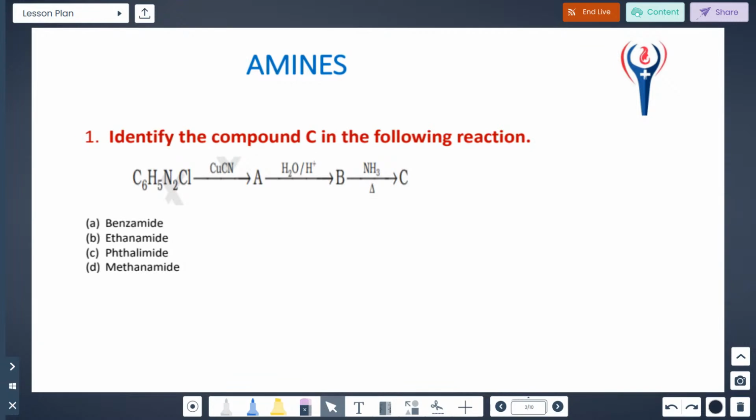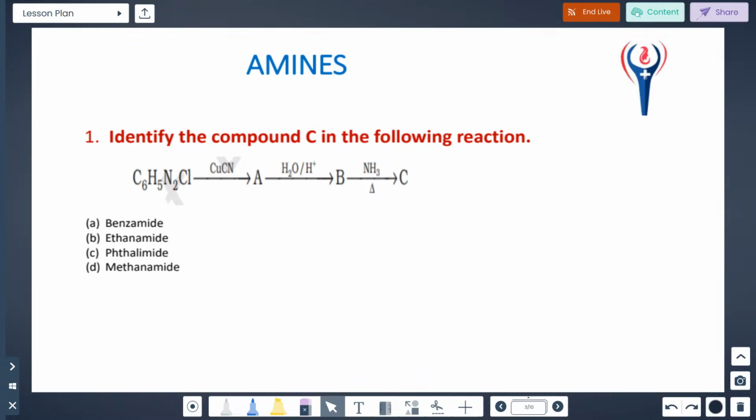See the first one: identify the compound C in the following reaction. First one is C6H5N2Cl, with cuprous cyanide, gives A. Then A on hydrolysis gives B. Then B reacts with ammonia in the presence of heat to get C. That's the question, but they are asking to find only C.